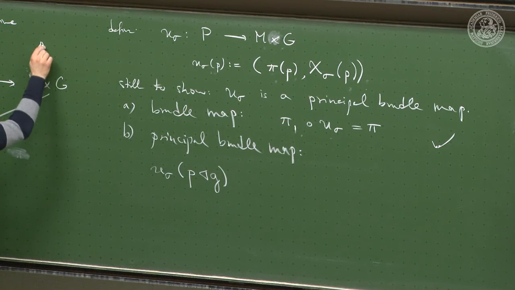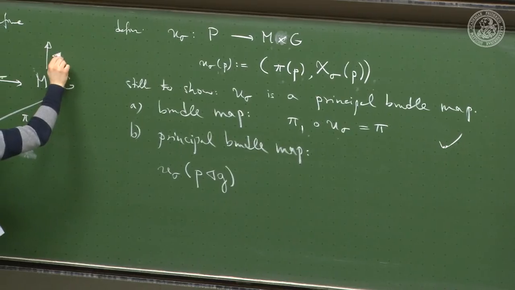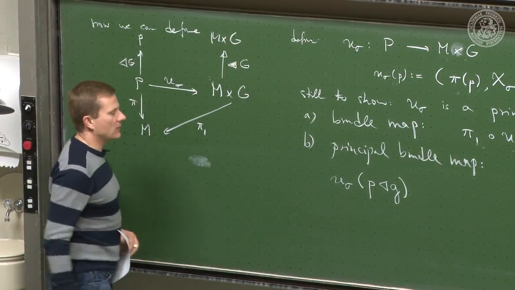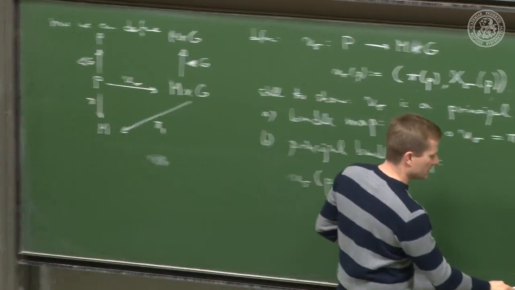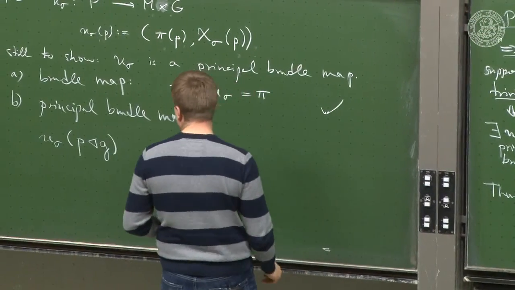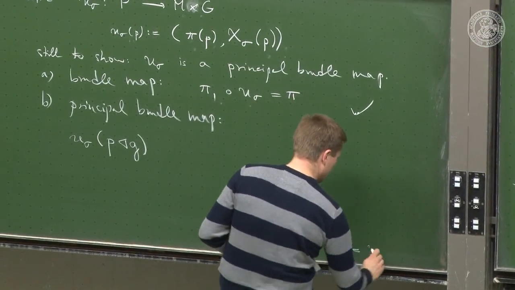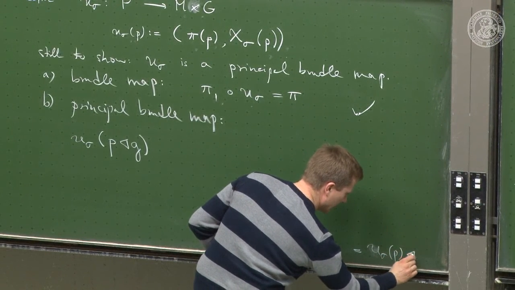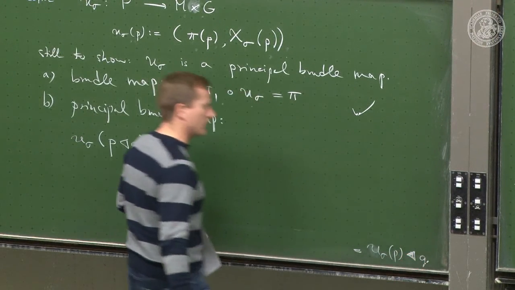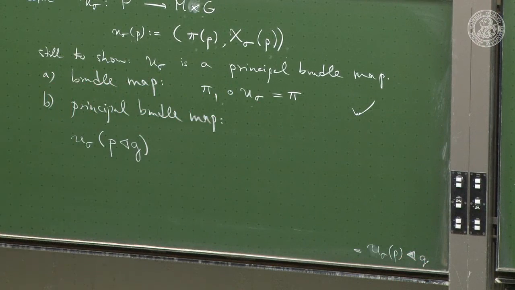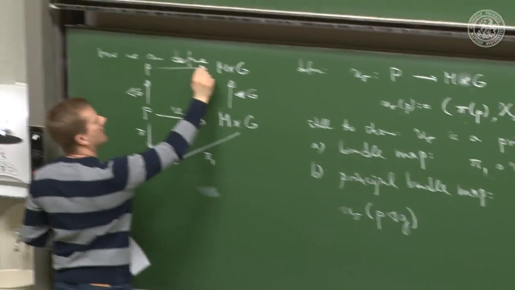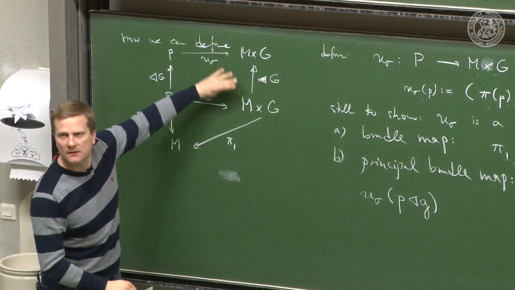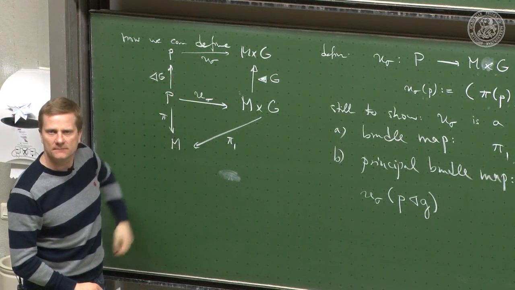And so we have another action here. I think we called it the solid action of the same group, M cross G. And what we need to prove at the end of the day is that all of this is U sigma of P and then the solid action of G on it, right? This is then the compatibility up here because U sigma is here. This is the bundle map business. This is the principal bundle map business, okay?